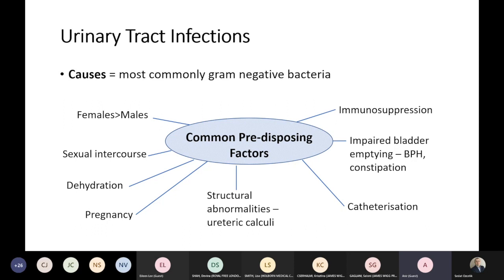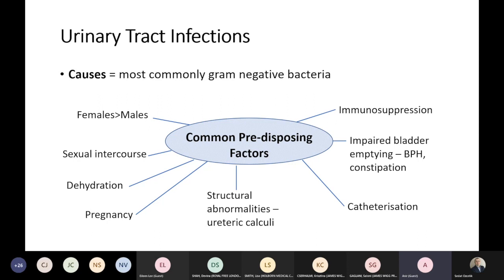Why am I mentioning this in the context of this presentation? Why is this relevant? It's really useful to have an understanding of causes of infections, and whether they're gram-positive or gram-negative, because it does help inform what kind of antibiotics you may feel may benefit patients with certain types of infections.